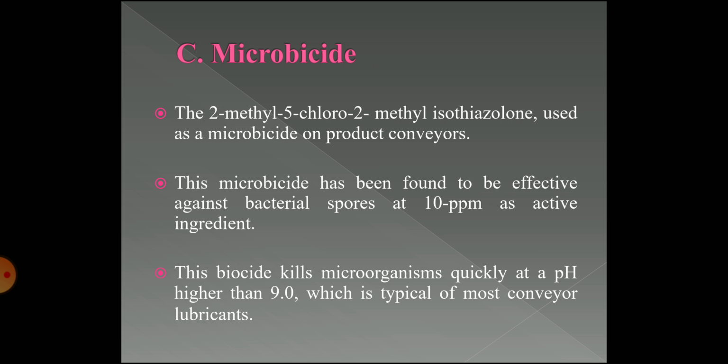Last one is microbicide. The 5-chloro-2-methyl isothiazolone is used as a microbicide on product conveyor. This microbicide has been found to be effective against bacterial spore at 10 ppm concentration level as an active ingredient. This biocide kills microorganisms quickly at pH which is higher than 9, which is typically most conveyor lubricant.